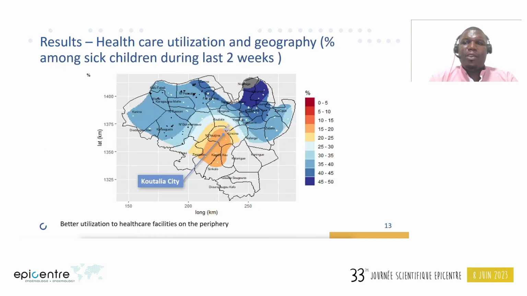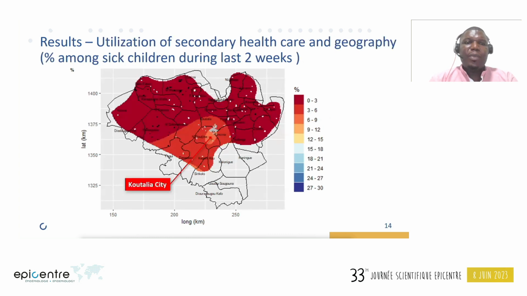Looking at the utilization of healthcare facilities by these children that were ill, we noted, according to the map that you see, that in the periphery, more children who were ill visited the healthcare facility for healthcare seeking than in the urban area. On the contrary, in the urban area, more children visited a secondary healthcare facility than in the rural area. Actually, in the rural area, we register only between 0 to 3% of children who visited the secondary healthcare facilities.